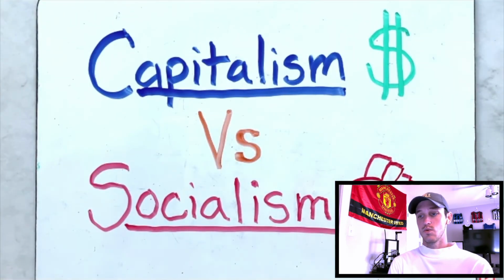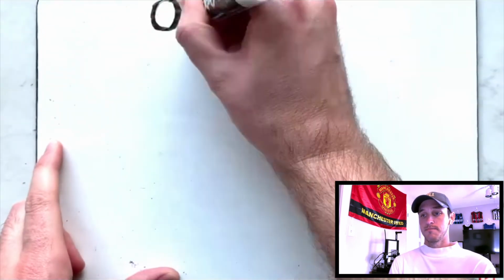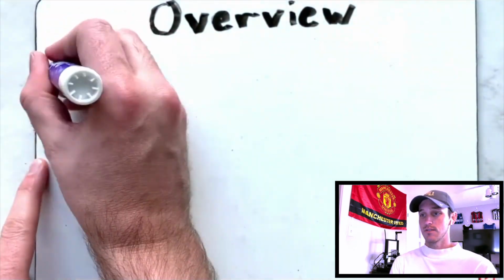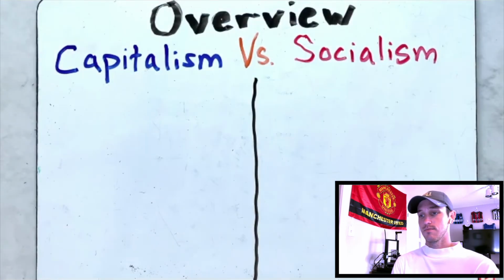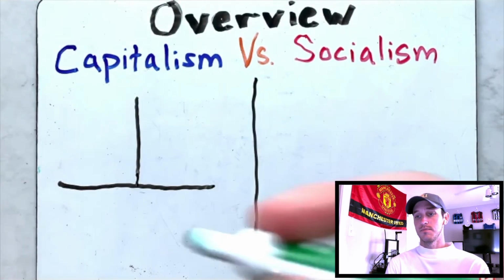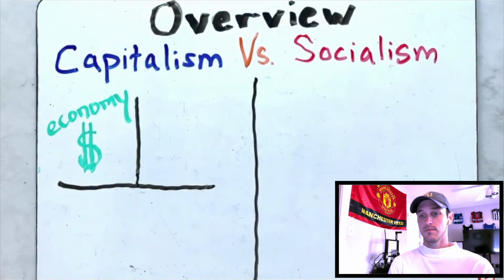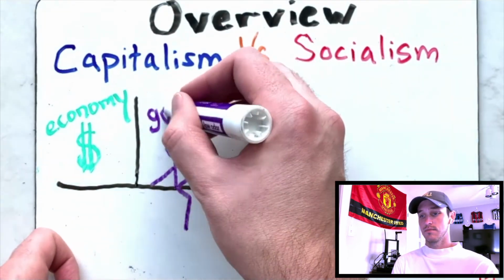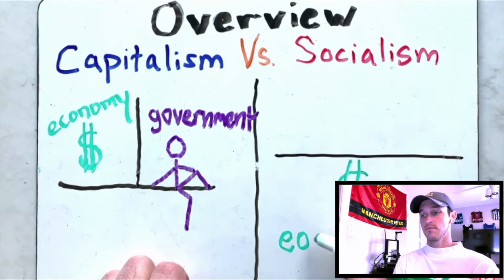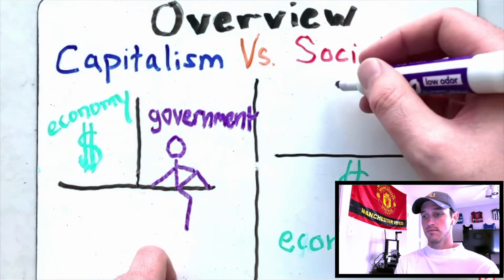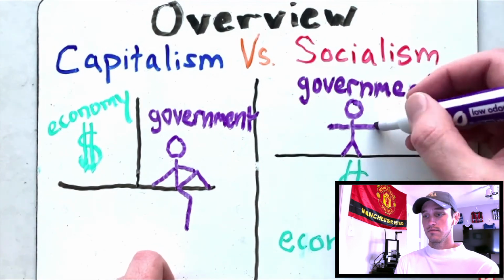Have you ever wondered what the difference is between capitalism and socialism? Yes. In this video, my goal is to give you an overview of the two economic systems. Okay. Capitalism and socialism are two main economic systems used around the world. The main difference between capitalism and socialism is the extent to which the government controls the economy.